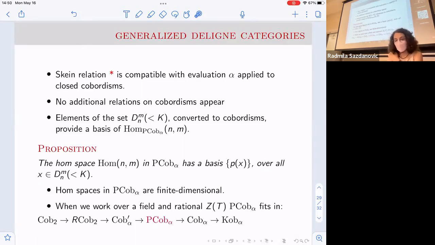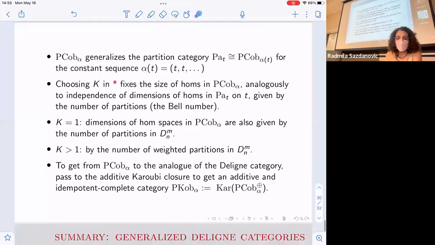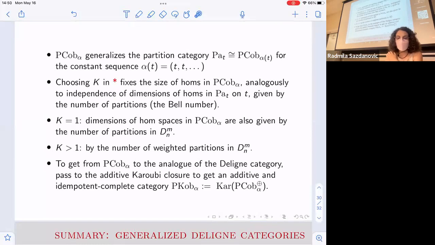And then again, if we work over a field and our function is rational, now we can actually fit another cobordism category into our chain of categories, this PCob alpha, that makes this chain finer, right? It fits between Cob alpha prime and Cob alpha. Okay, and now our work is done because, when alpha is constant, this PCob alpha recovers the partition category. For any other alpha, it generalizes it.